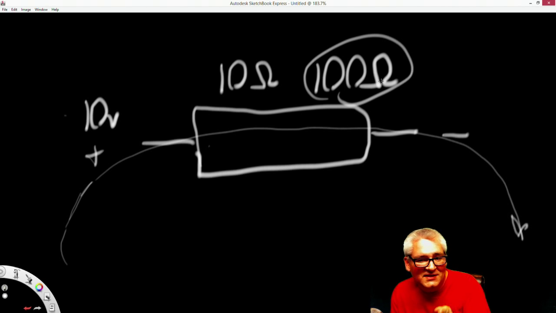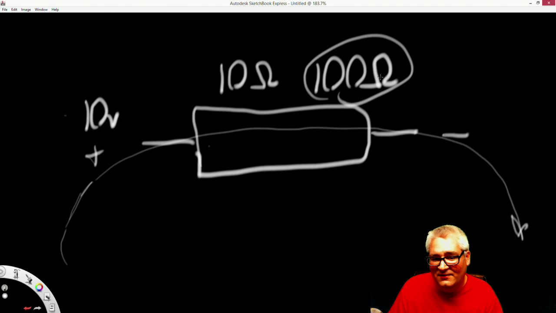Now, the question is, does this 100 ohm resistor revert back to the 10 ohm? No, it stays at 100 ohms. Again, that's what's special about the memristor. It stays where you put it.